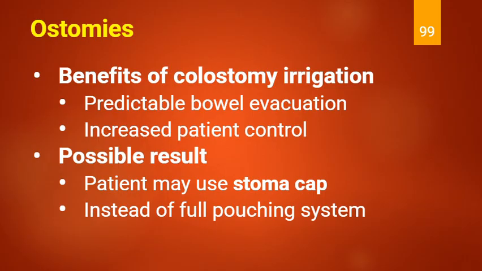The primary goal of colostomy irrigation is to help the patient establish a regular pattern of bowel elimination. When irrigation successfully produces predictable bowel movements, some patients may be able to wear a stoma cap, which is a small covering placed over the stoma instead of a large drainage pouch. However, not all patients choose irrigation. Those who do not irrigate typically wear a drainable ostomy pouch to collect stool continuously.